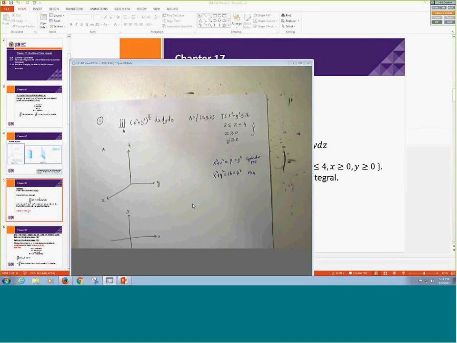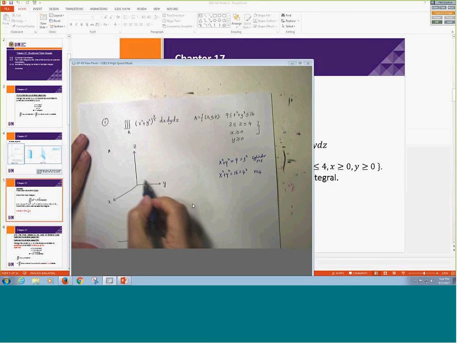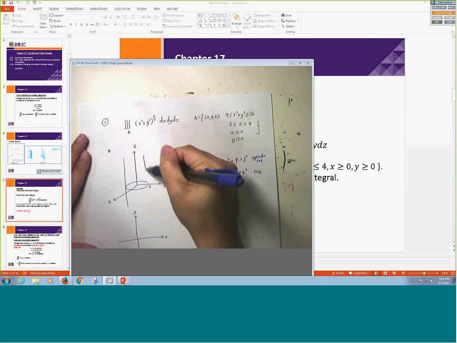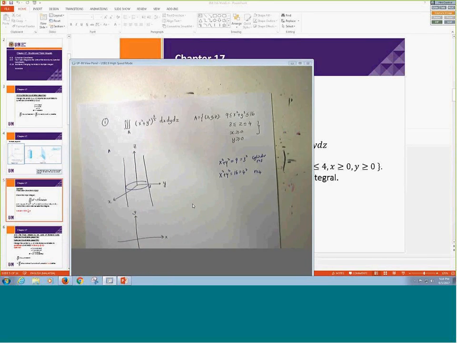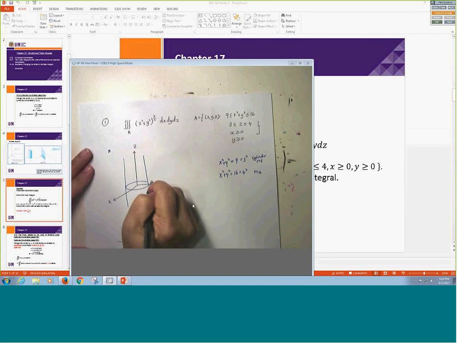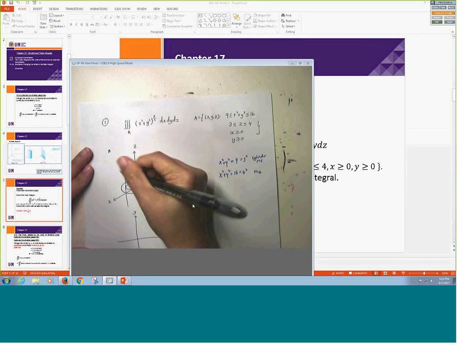So when I sketch the first cylinder, it should be 3, and it is actually infinite up and down. And then the 4, I'm not following the scale, I just want to make it clear. So 4 will be bigger, and another one.